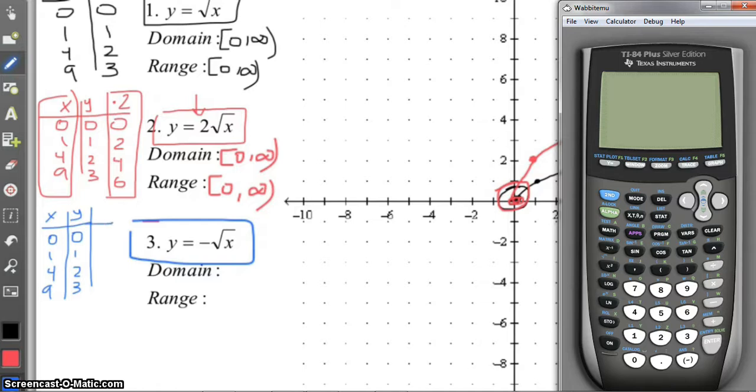It's the same concept. Now negative means the y is going to be negative now, so it's going to be 0, negative 1, negative 2, negative 3. So this is going to be my x, and this is going to be my new y. And now I'm going to graph it in blue.